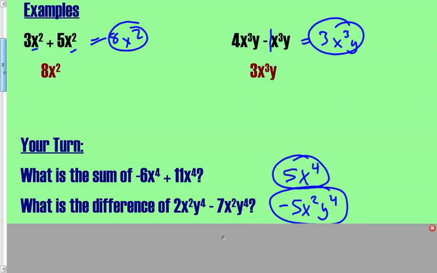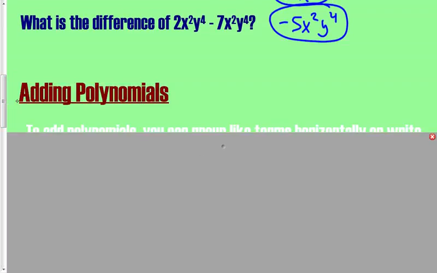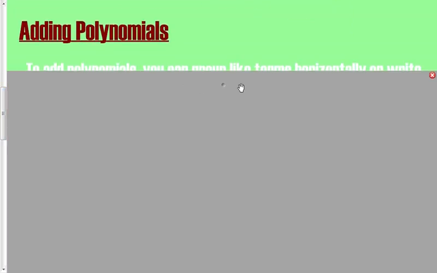Alright, so that's adding monomials. Now let's take that and add polynomials. Not going to be a whole lot different, just a little bit more.